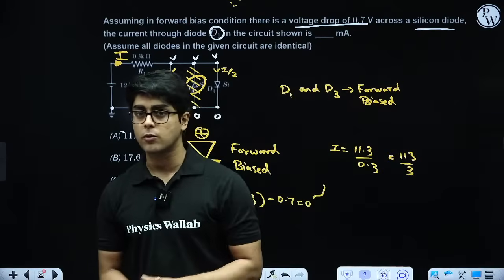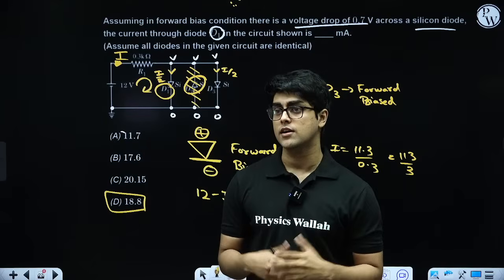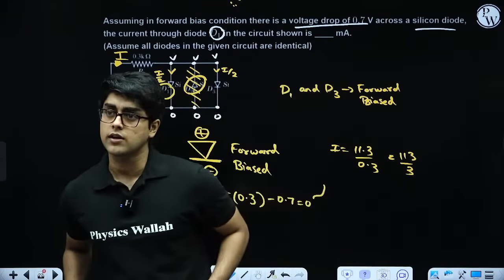In diode problems, the main idea is we have to check if it is forward biased or reverse biased.